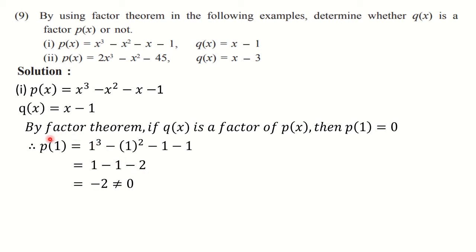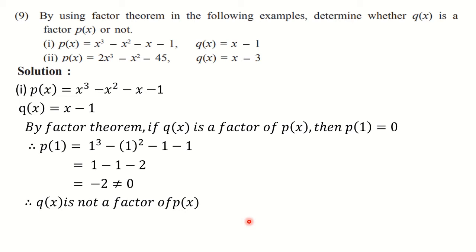What statement did we write here? If q(x) is a factor of p(x), then p(1) should be 0. But did we get 0 here? No. We got minus 2 here. Therefore, we can say that q(x) is not a factor of p(x). If we are getting 0 here, then it is a factor. If we are not getting 0, then it is not a factor. Okay, complete it.